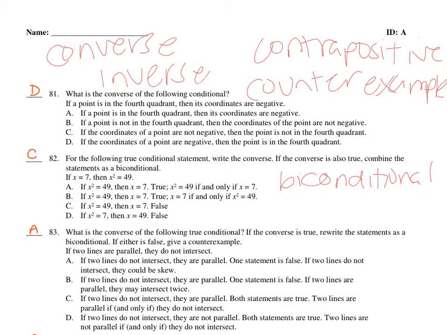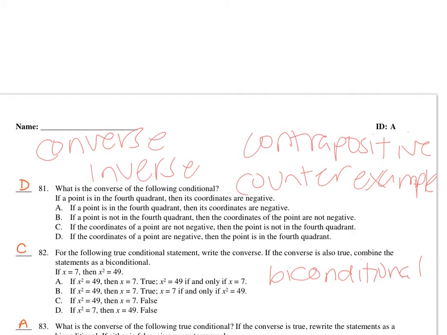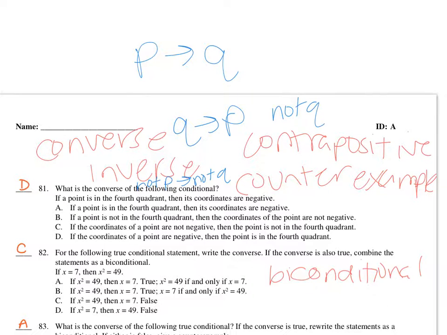So if my original statement is P then Q, then my converse, I switch the order, so it'd be Q then P. The inverse, we negate the original, so we say if not P, not Q. Contrapositive, we combine the 2, we switch it and negate it. So not Q, not P.